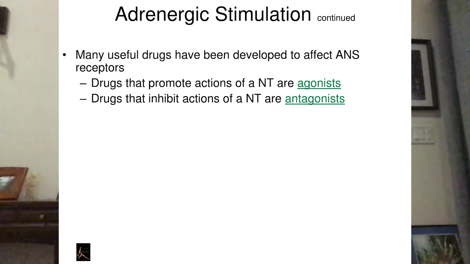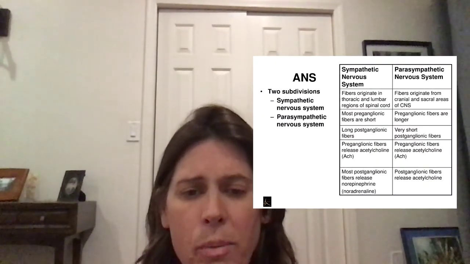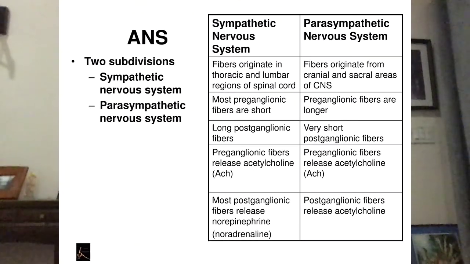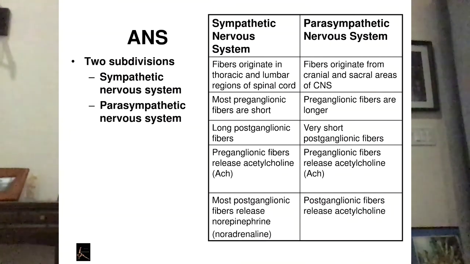And then finally, I just threw this on here. It's probably more appropriate just to look at it from the PowerPoint. It's a comparison of the sympathetic nervous system and the parasympathetic nervous system, and the differences between the pre and the post-ganglionic fibers and what neurotransmitters are used. So that might help organize your thoughts.